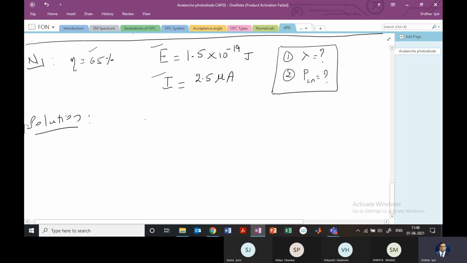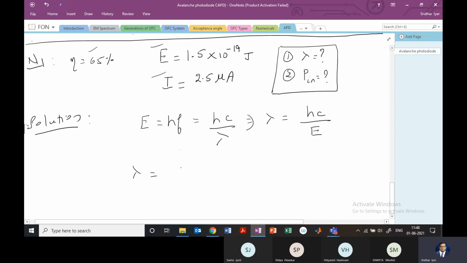So we know a relation of energy with frequency. We know that E is hf, or I can write f in terms of lambda, so this will be hc by lambda. Therefore, from this equation, I can get lambda, which is hc by E. So we know h, we know c, and E is given to us. Therefore, I can find lambda.